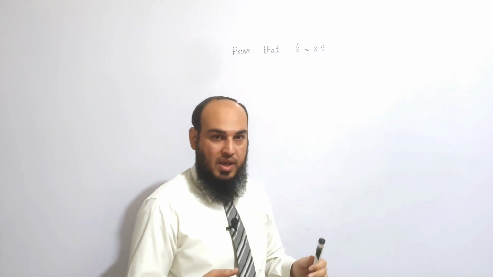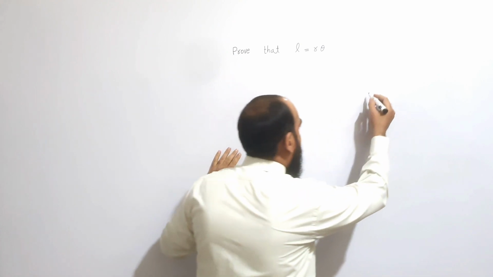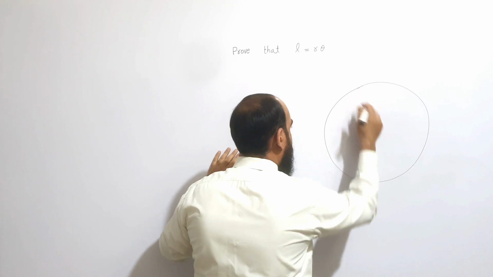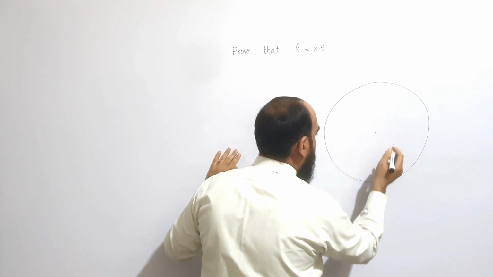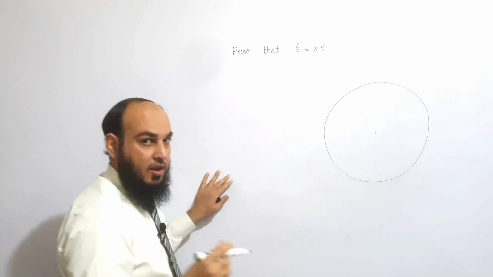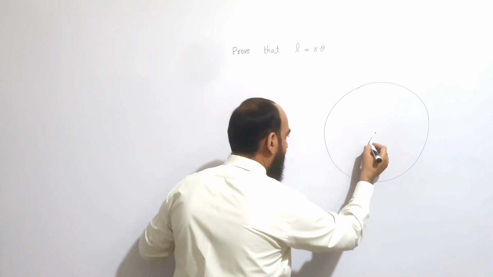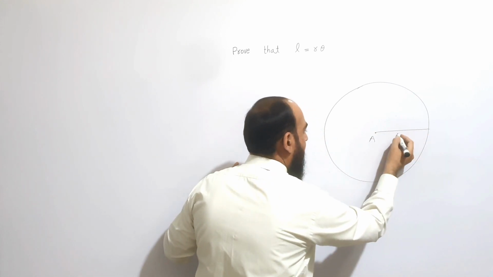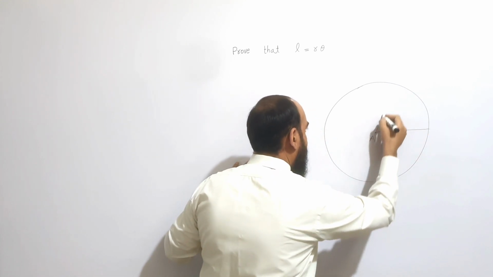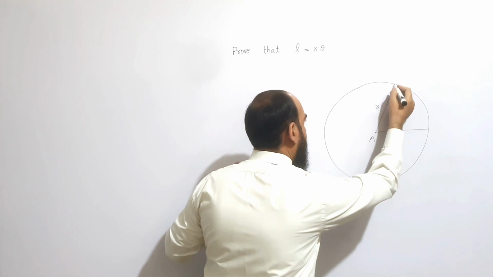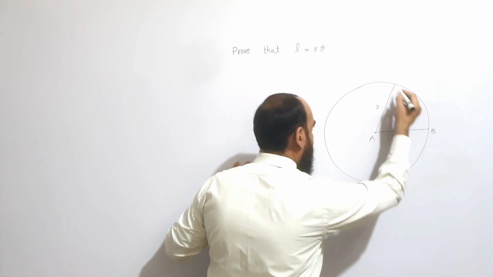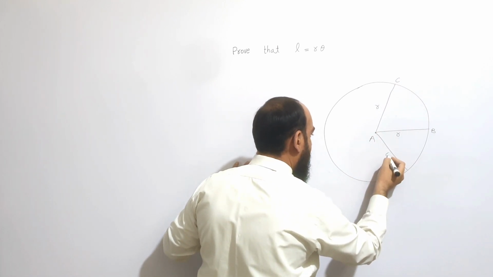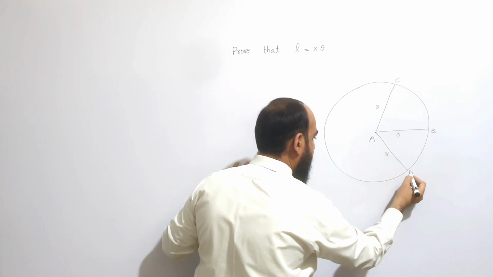For that purpose, we have to draw a circle. Let me draw a circle. Circle is here, and the center of the circle is here. For example, name this point A and draw a radius of the circle. This is the radius of the circle, another radius, and this point is B, this point is C. Draw another radius. This radius is R, and this point is D.